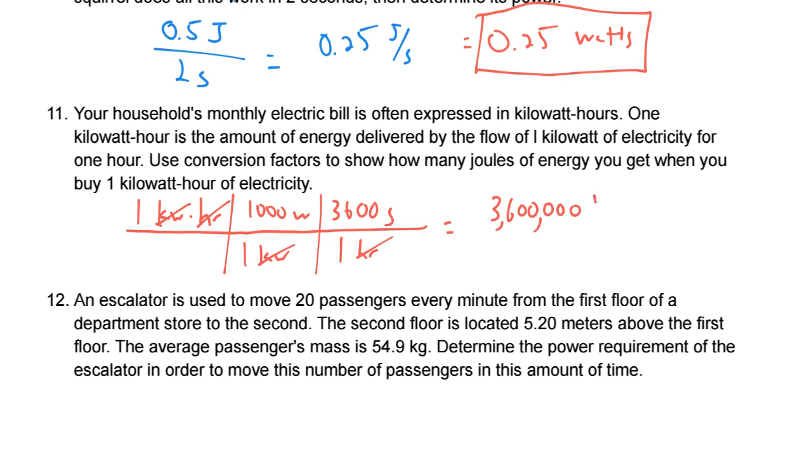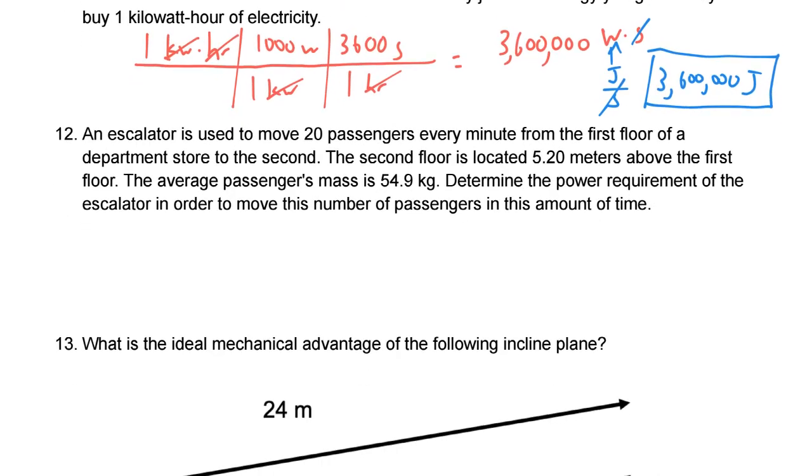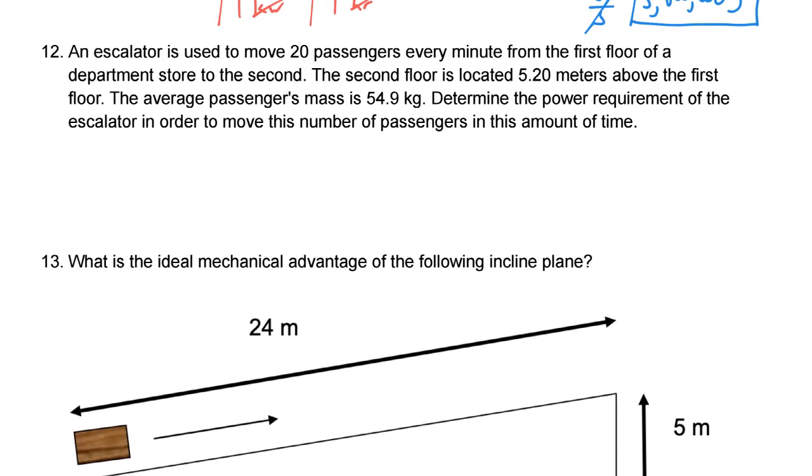3,600,000 watts times seconds. Well, a watt is just a joule per second. So joules per second times seconds, the seconds actually cancel out here. And a watt second is just a joule. So the real answer is 3,600,000 joules in 1 kilowatt hour. All right, number 12.